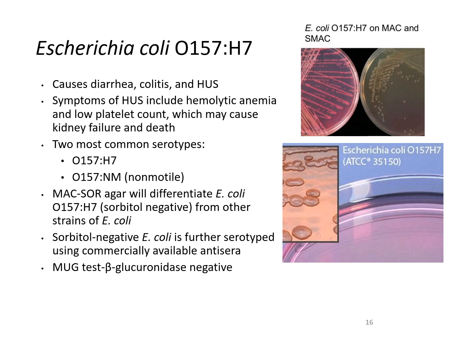EHEC, or enterohemorrhagic E. coli, also known as E. coli O157:H7. An infection with this particular strain is a little bit more invasive. It does cause diarrhea, colitis, and can also lead to hemolytic uremic syndrome. With this, there's a buildup of toxins within the kidneys. And so the symptoms of this include hemolytic anemia with a low platelet count. And what it can do is eventually cause kidney failure and even death.